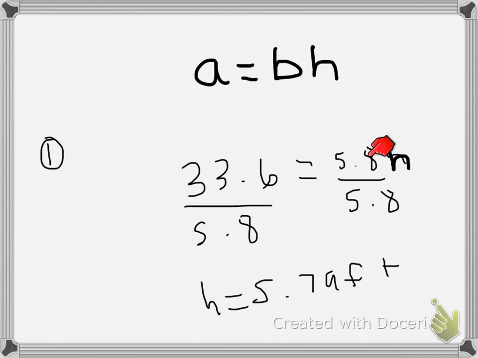It has a 5.8 being multiplied by it. So to get it alone, I divide by 5.8. I do that on both sides. And I get h by itself is equal to, when you do the division, 5.79. And remember, that's feet. It's not feet squared, it's just feet. Remember to put your label on there. It would only be feet squared if it was area.